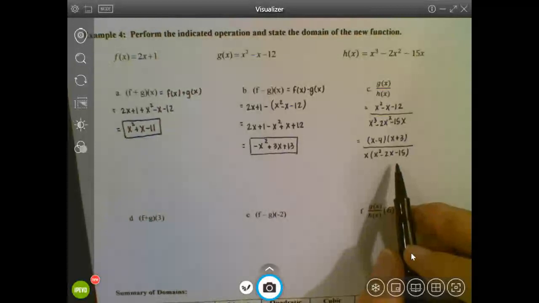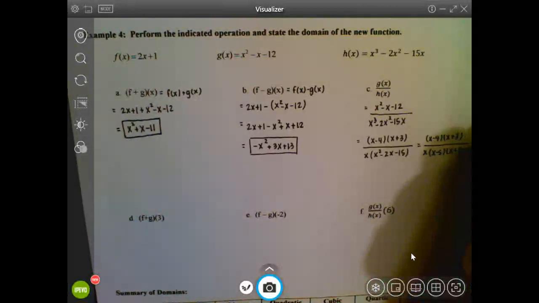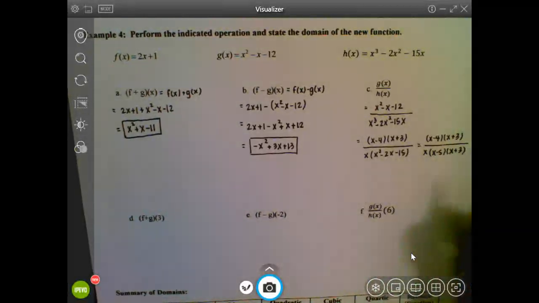And this actually does factor further. So I'm going to rewrite this as, again, x minus 4 times x plus 3 in the top. And the bottom, x times, I think it's going to be x minus 5 and an x plus 3. So here is my function all written out in its factors.